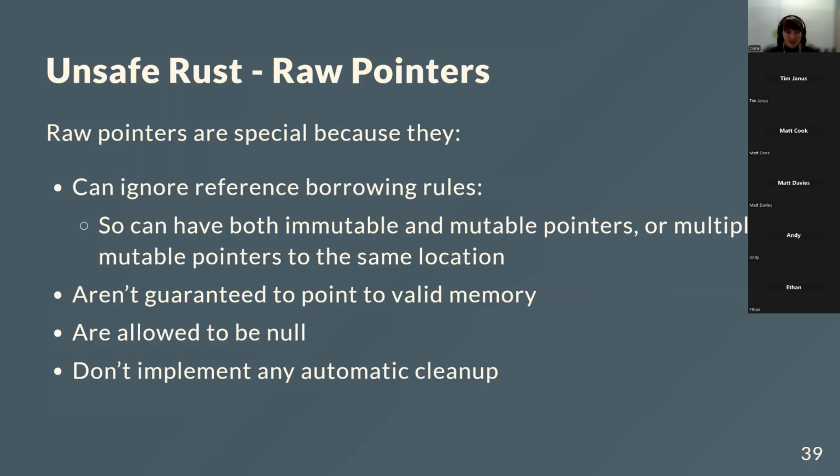They also aren't guaranteed to point to valid memory. You could create a raw pointer that points at basically anything, and then you've essentially created garbage. And they're allowed to be null. Anyone, especially coming from the C and C++ world, will know null pointers, yeah, they're not the worst thing in the world, but they're not great either. And raw pointers don't implement automatic cleanup, so any of the data that they're pointing at needs to be handled in some other way, or you need to be managing that memory yourself.